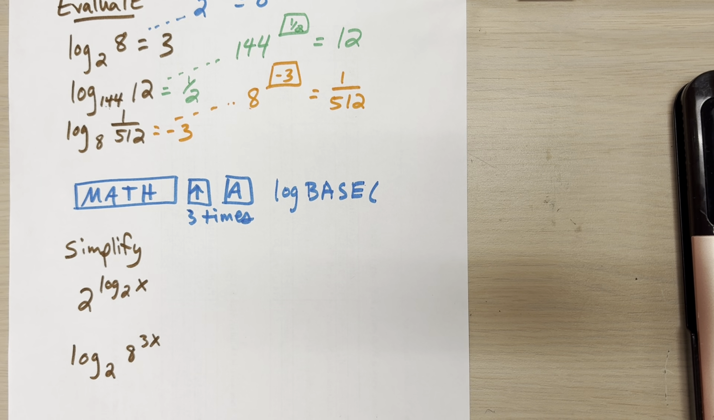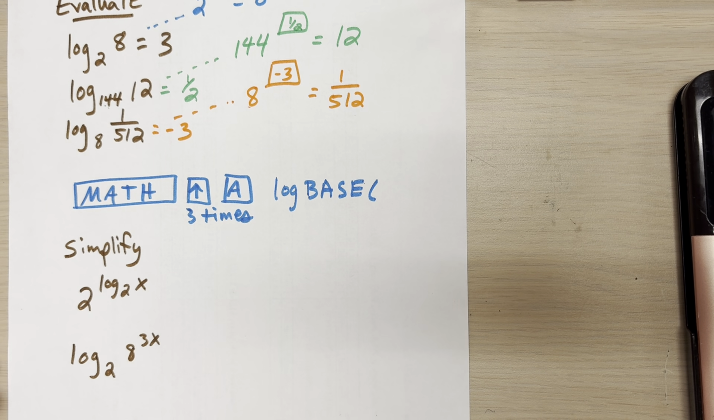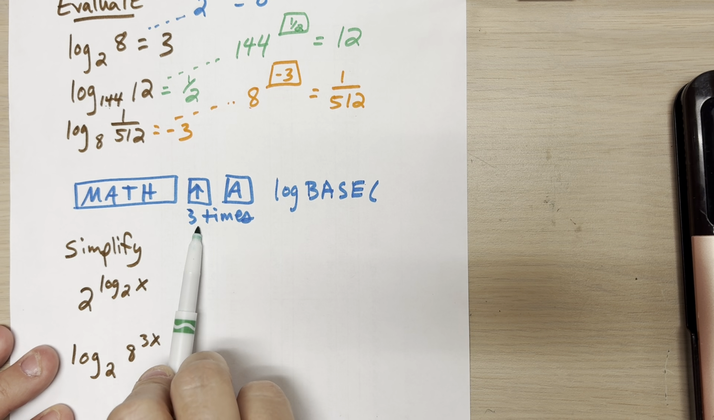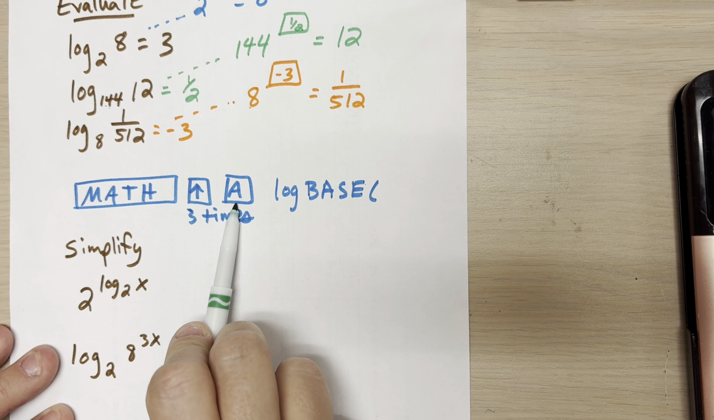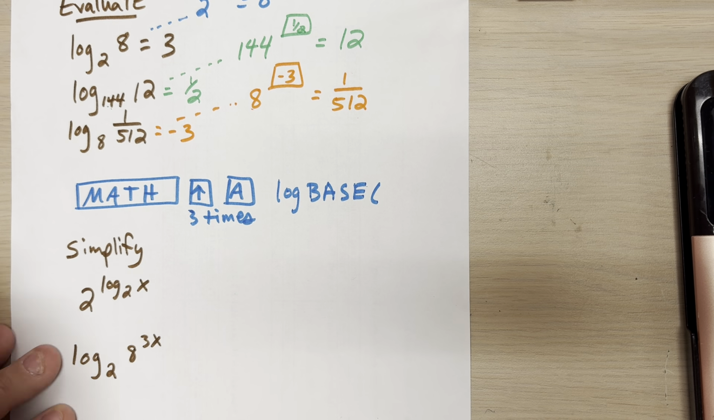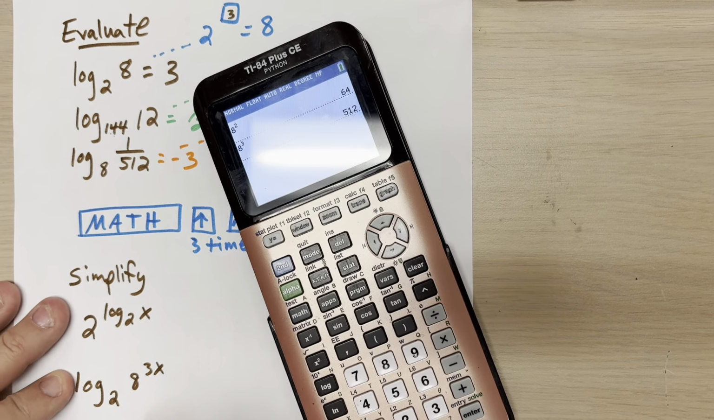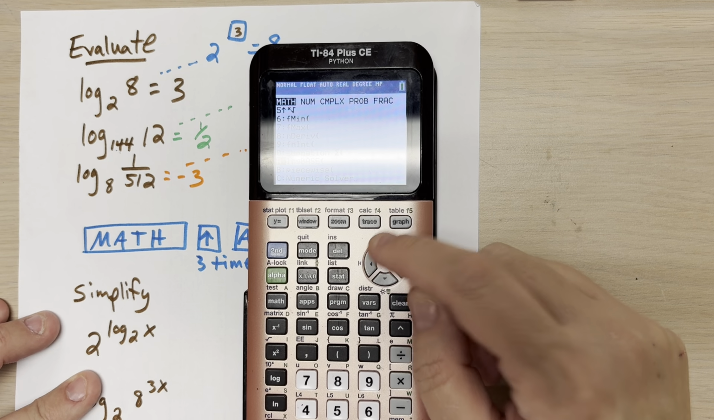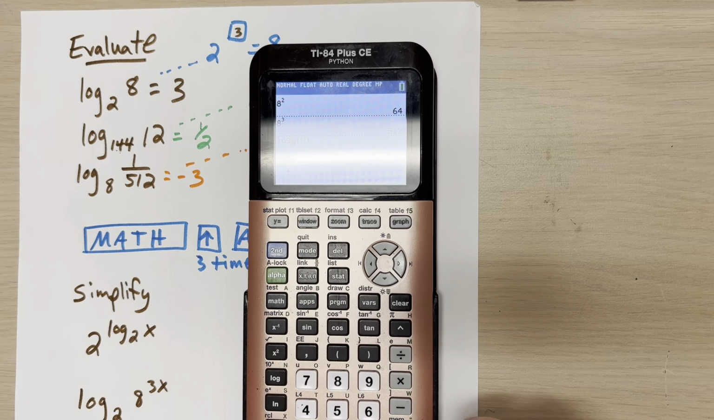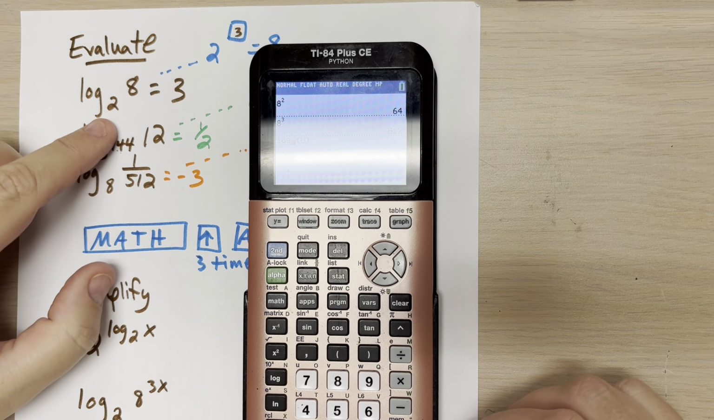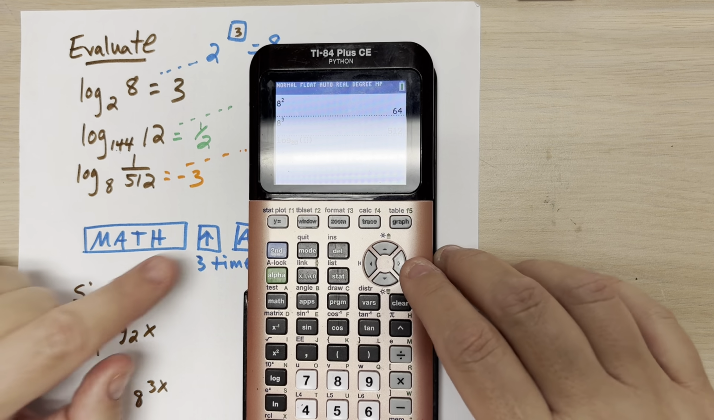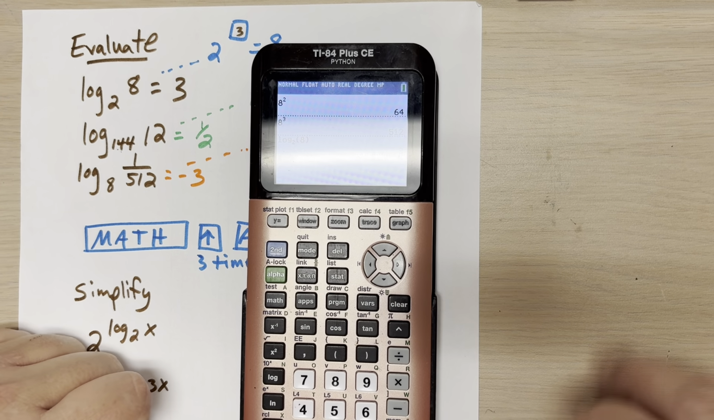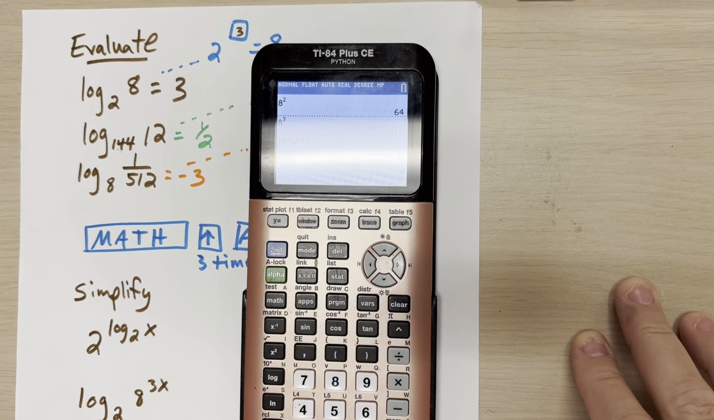All right, in the interim, you can use your graphing calculator by hitting math, the up arrow key 3 times until you get to the option A, which reads log base. So let me show you what that looks like. I'm going to go math, up 1, 2, 3 to log base. I'm going to go ahead and throw the base of 2 here. I'm going to right arrow over and put my 8. Get out of the parentheses, hit enter, and I get 3.